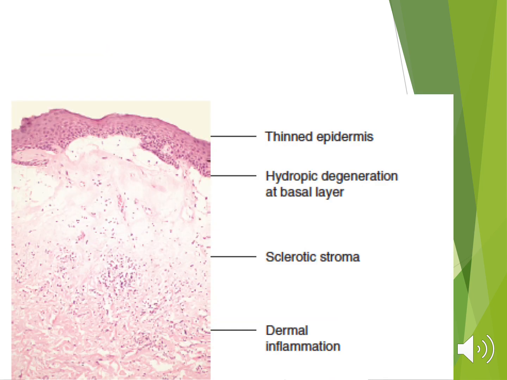Histologically, this disease is characterized by thin epidermis, complete attenuation of the rete ridges, vacuolar or hydropic degeneration of the basal layer of the epidermis, and fibrosis of the dermis with a variable amount of inflammation.